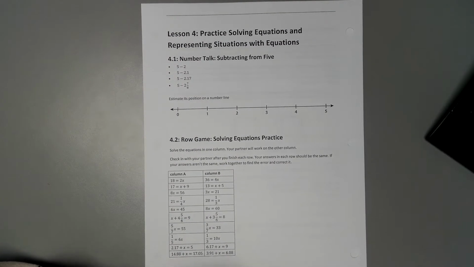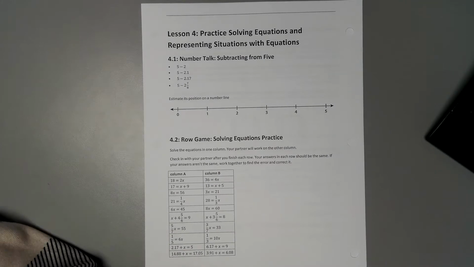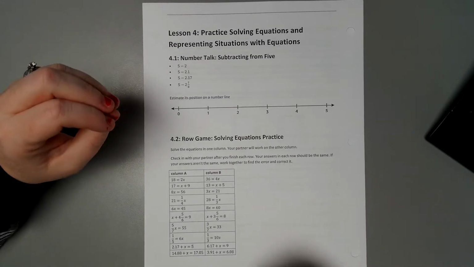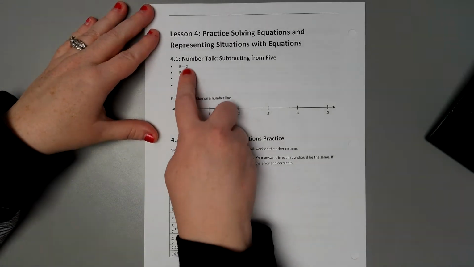Alrighty, lesson 4. So our number talk is subtracting from 5. Okay, so we have 5 minus 2, 5 minus 2 and 1/10, 5 minus 2 and 17/100, and 5 minus 2 and 7/8. So we have to put them on the number line. We have to figure out where they go. They're all going to be pretty close because these are all 2 and something.